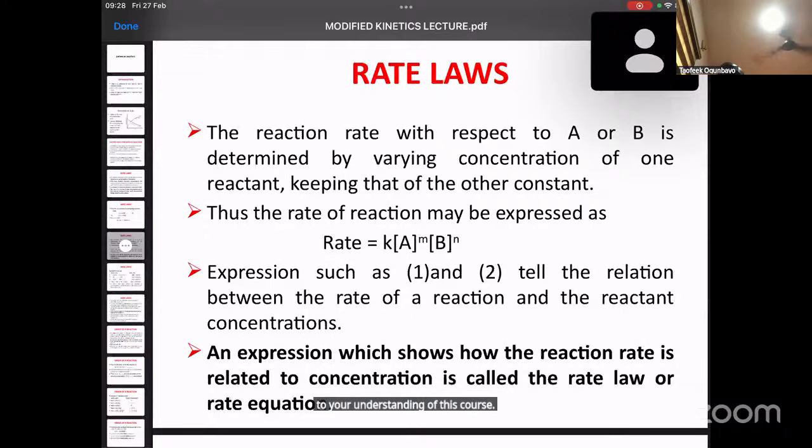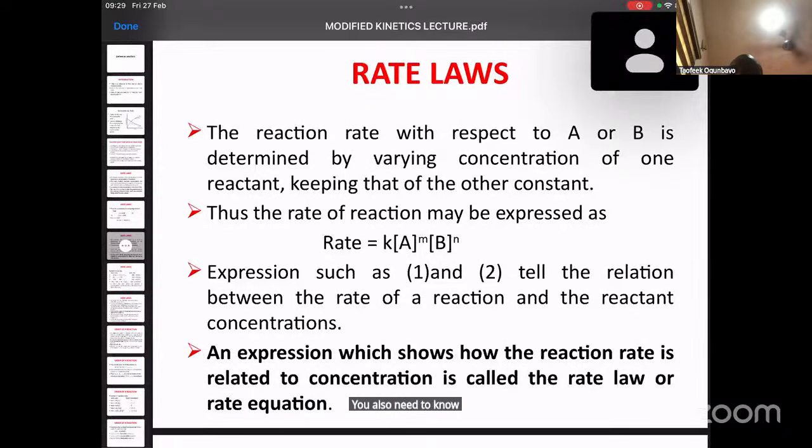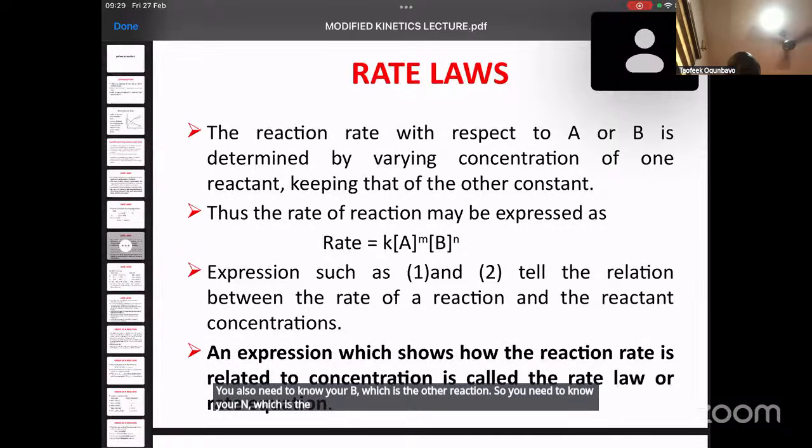So now, again, it's the same thing here, but the difference is that you're having two reactants. You can calculate the rate of reaction by just doing concentration divided by time, but you won't know your K. So you need to know your order of reaction. You need to know your M, which is the order of reaction with respect to A. You also need to know your N, which is the order of reaction with respect to B.